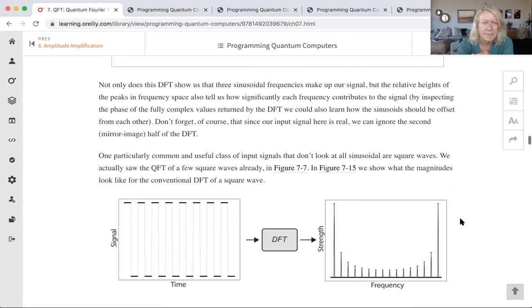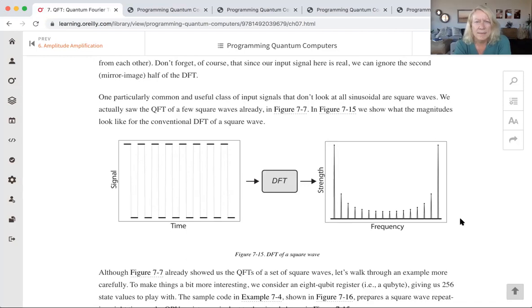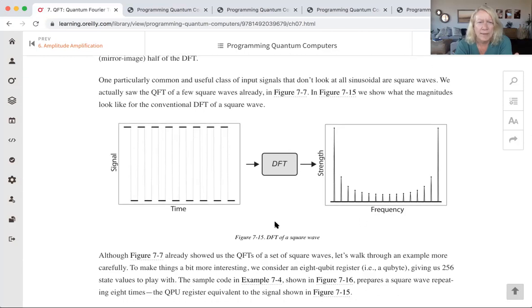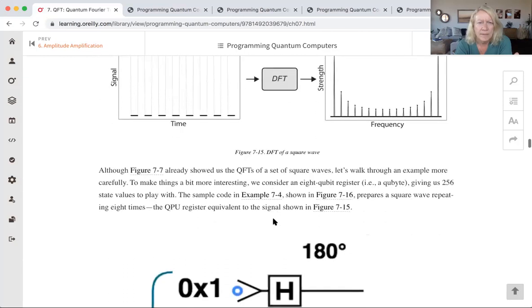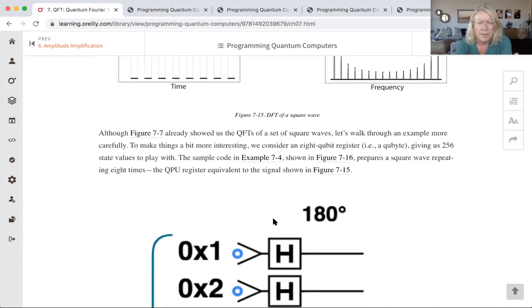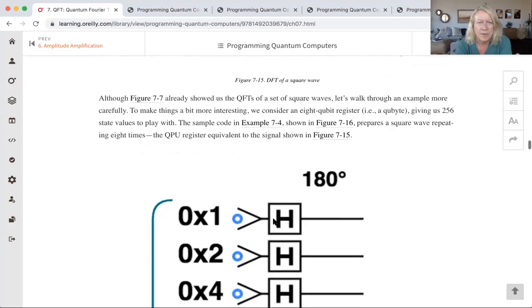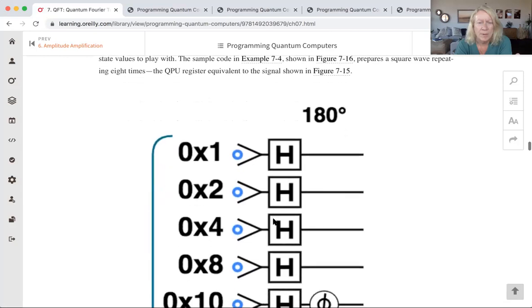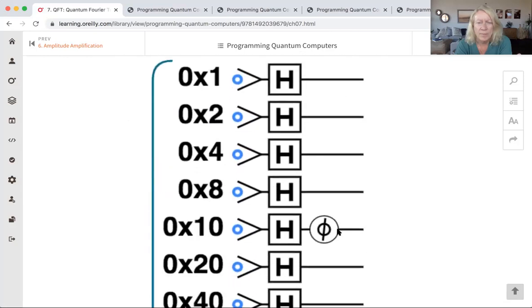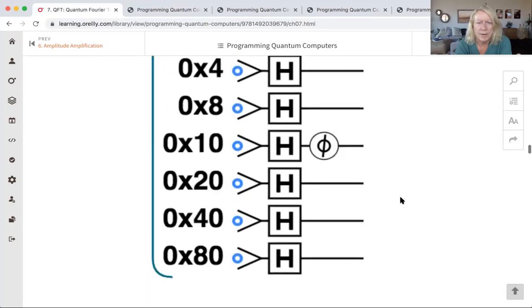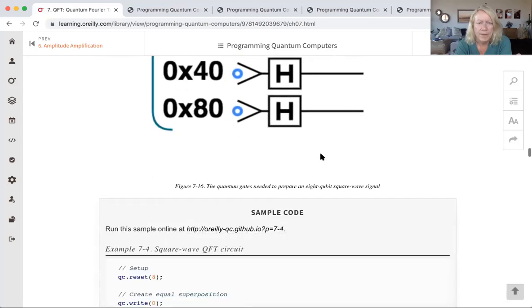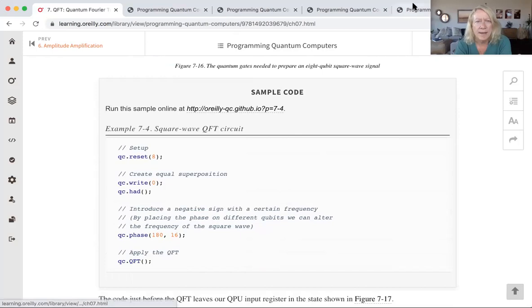Okay, making sense. One particularly common useful class that we can look at are square waves. And that's what we were talking about a little bit earlier. And that is shown like this. And now we're going to look at an 8-qubit register, giving us 256 state values to play with. And we prepare a square wave with a change of phase at this location. And let's look at that.